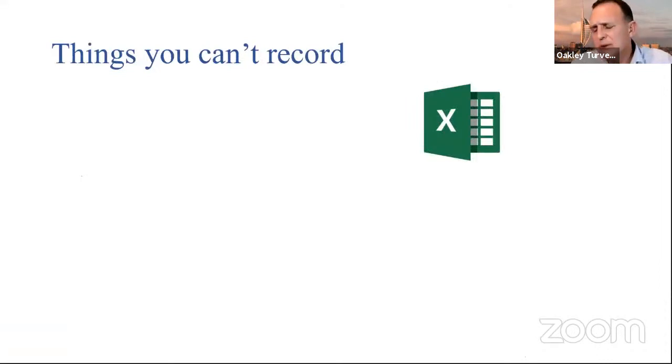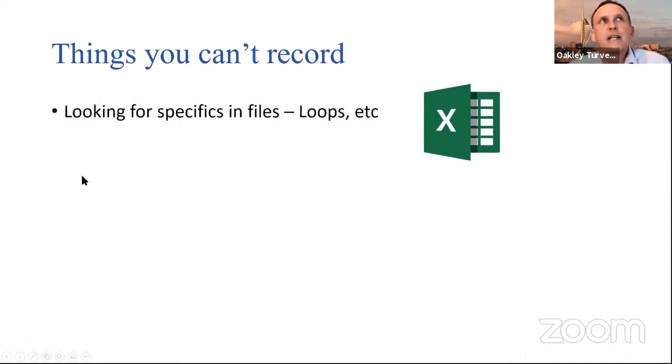Okay, what about things you can't record? Well, you kind of can, but you can't actually record yourself doing things multiple times because the machine will record exactly the same number of times that you did it. But there are things called loops. You can record the thing you did once, and then all you need to do is build a loop around it. So what do I mean by that? Well, let's have a look at an example.